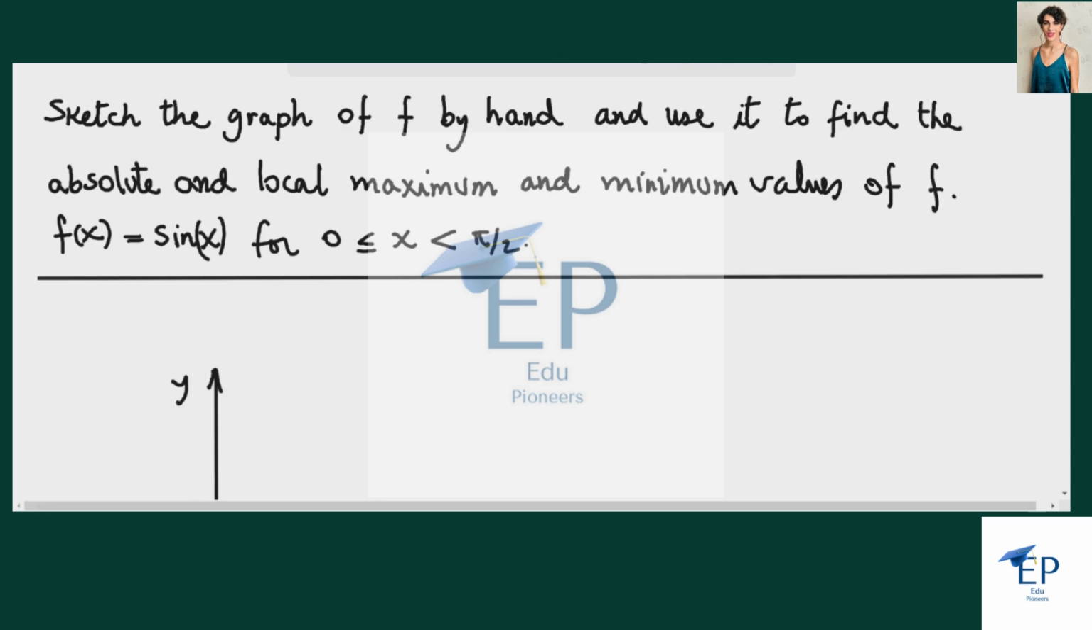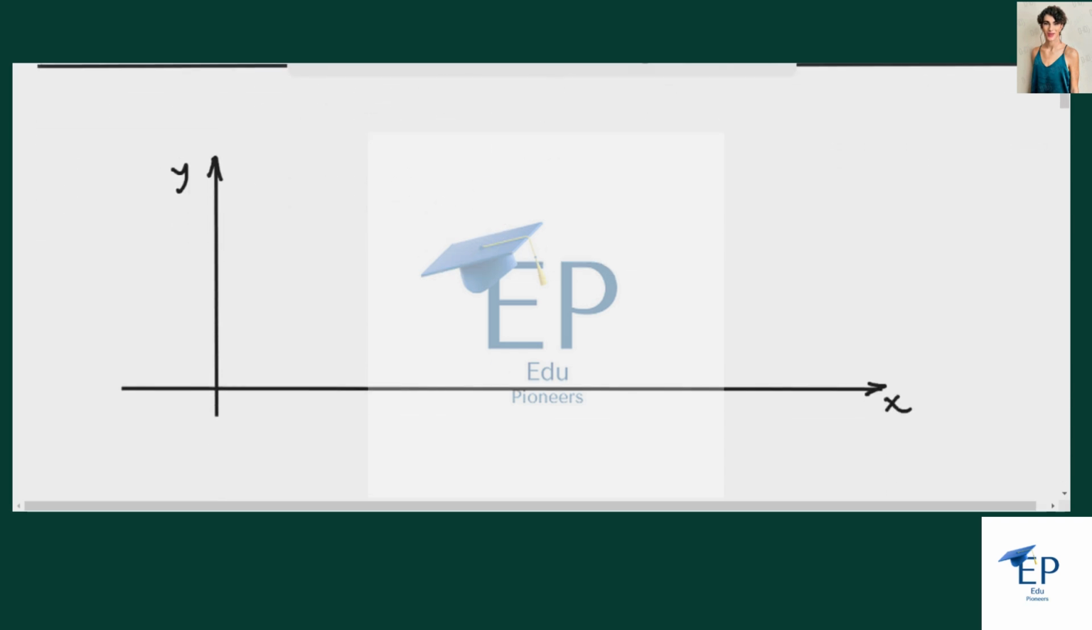We are going to sketch the graph of the function sine of x for x greater than or equal to 0 and less than pi half, and use that graph to find the absolute and local maximum and minimum values of the function. So we know that the sine function at 0 is equal to 0, and then it is increasing from 0 to pi half. And at pi half, it has a value 1, but in this case, it's not included in the graph.